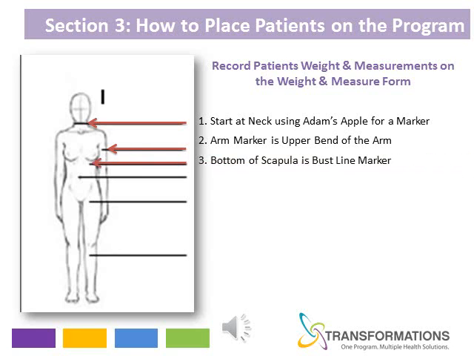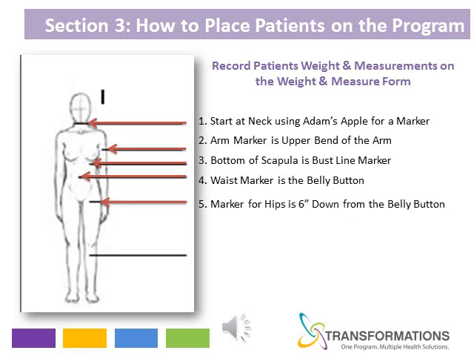Bust line marker, or you can skip this measurement, is across the bust line right at the bottom of the scapula. Waist marker is the belly button. Marker for hips is 6 inches down from the belly button. Left and right thigh marker is 6 inches up from the top of the kneecap.